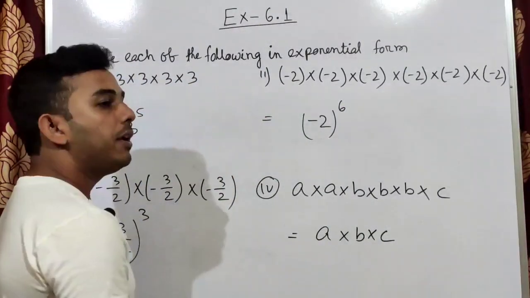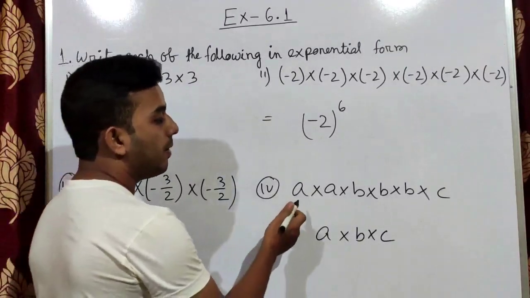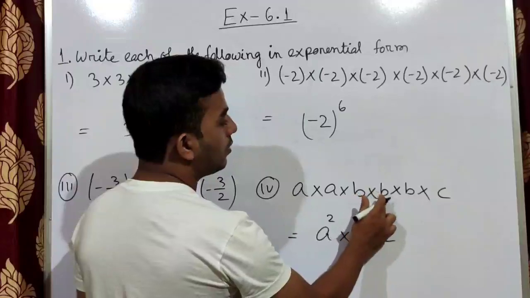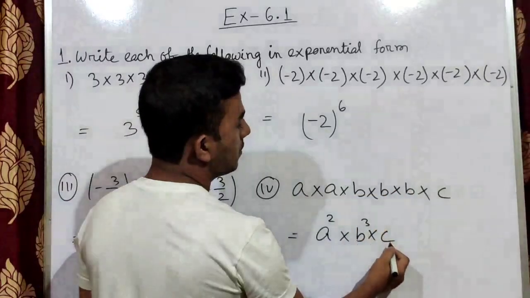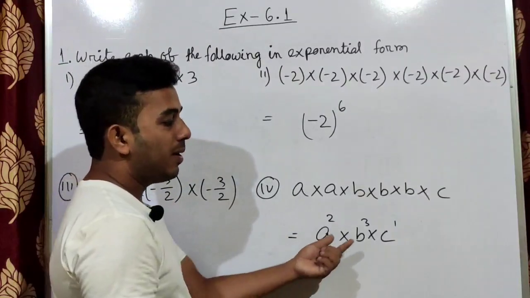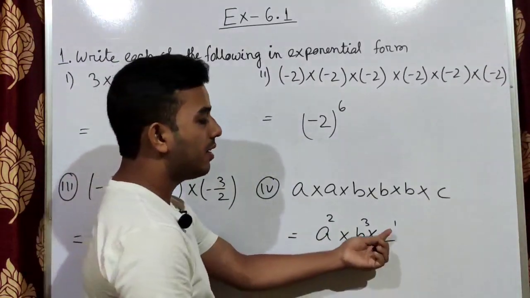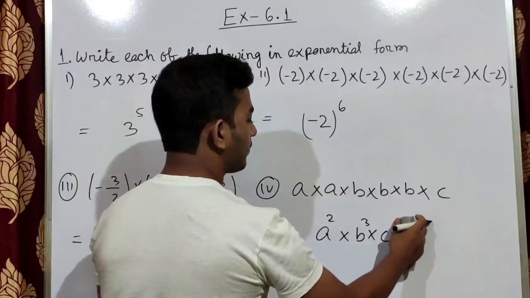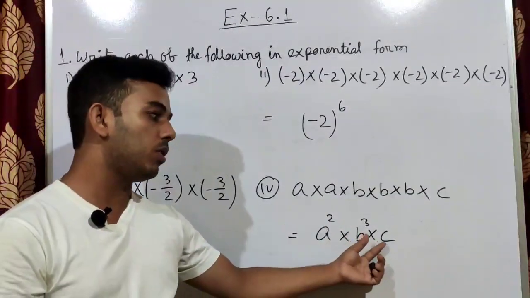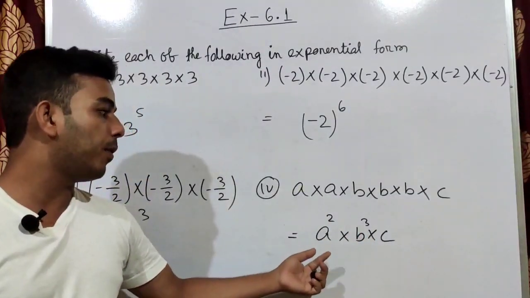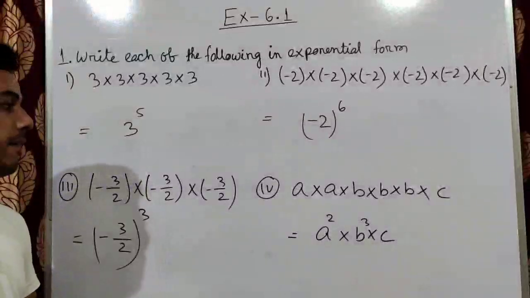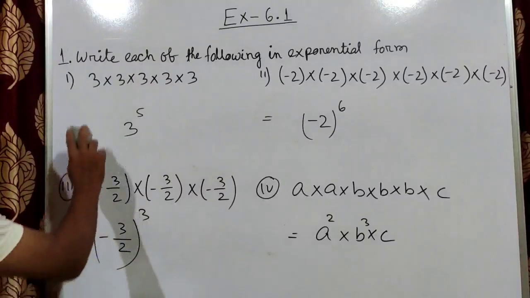Now we have to look how many times we have multiplied a. We have multiplied a 1, 2 times. Then b how many times? 1, 2, 3, 3 times. Then c how many times? 1 time. If it is 1 time, we may or may not write this 1, okay. That means it is a square into b cube into c, or a to the power 2 into b to the power 3 into c. Clear? Okay. Now let us move to our next question.